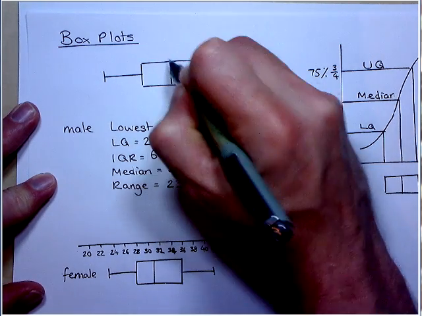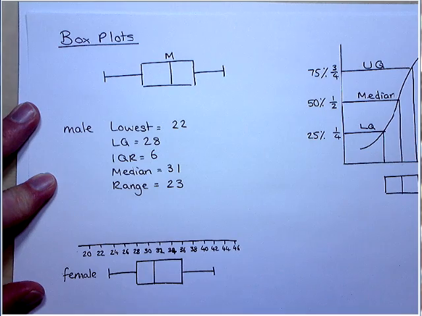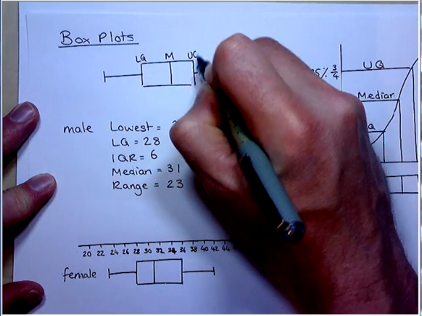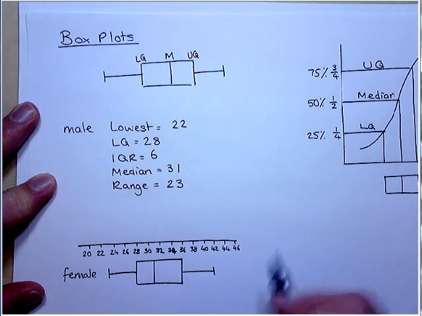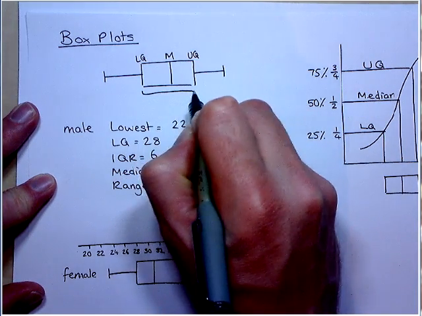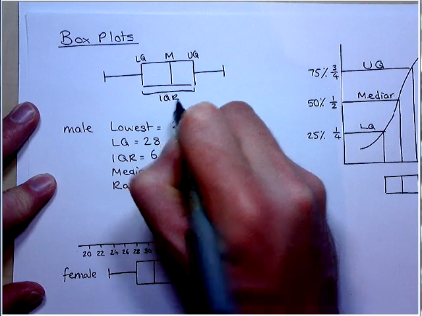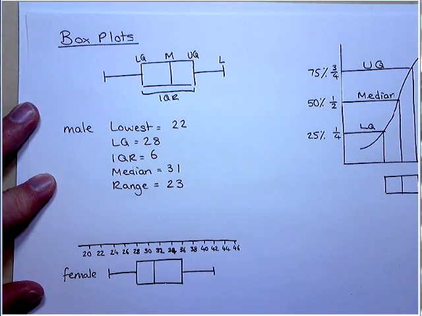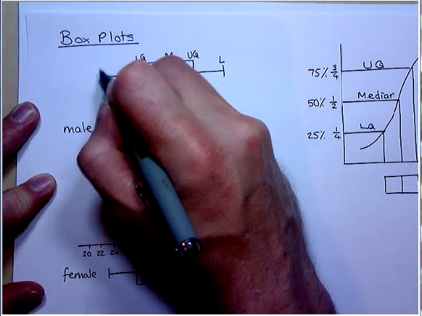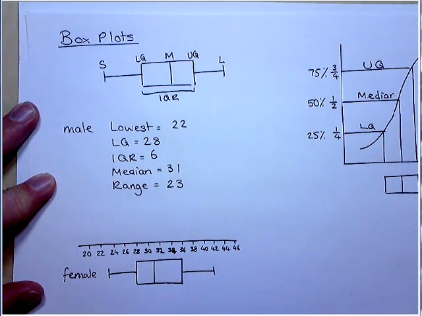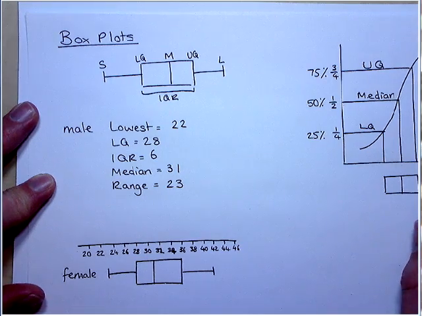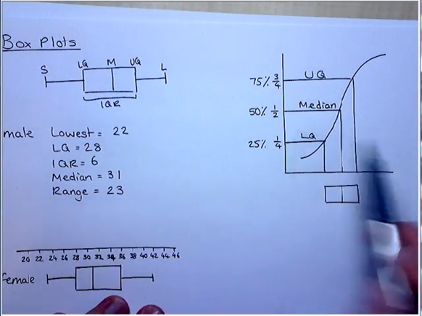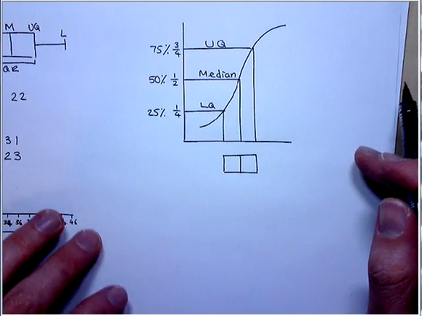So this middle line is our median. The first part of the box is our lower quartile, and then we have the upper quartile. So we can tell the interquartile range from this distance here. And the largest value, I'm just going to call that L, represented by this whisker, and the smallest is represented by this one. Now, from a graph, the only way we get this data is from doing this originally.